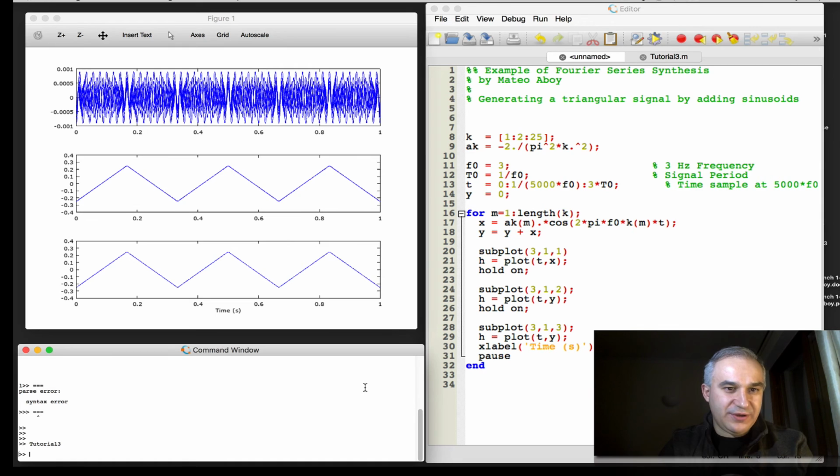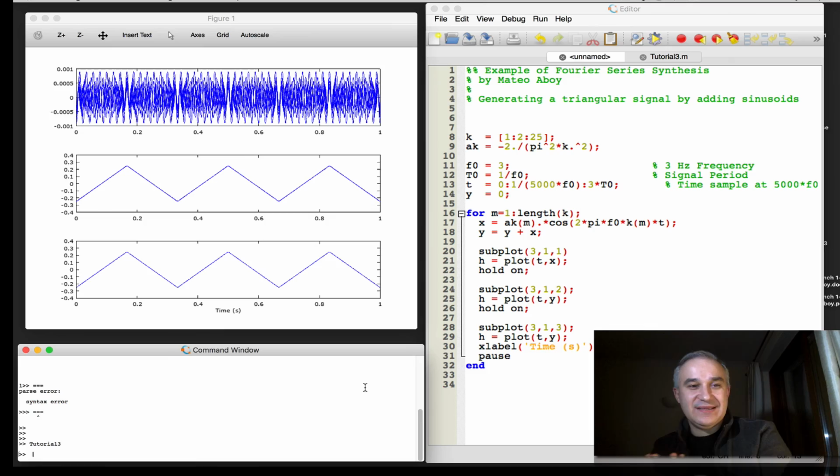And so what you see here is that adding even as little as 10 sinusoids, we are synthesizing a triangular signal from harmonically related sinusoids.